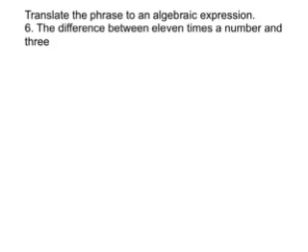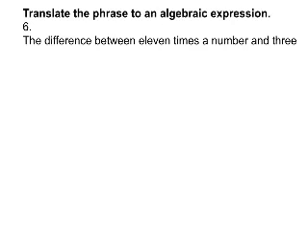Number 6, translate the phrase to an algebraic expression. The difference between 11 times a number and 3. When we see something like that, we've got to translate it from words into algebraic symbols. The difference, that's a subtraction, and it's going to be between 2 things. The first thing that we come to is 11 times a number. That's going to come first.